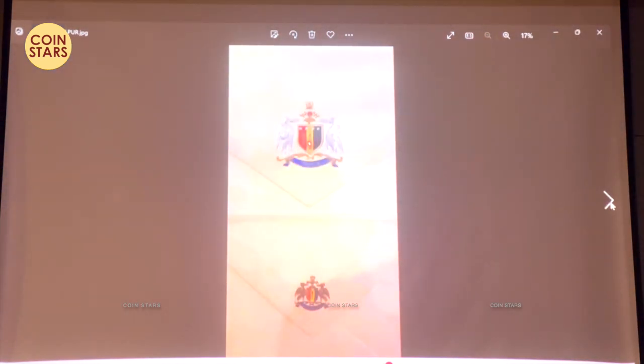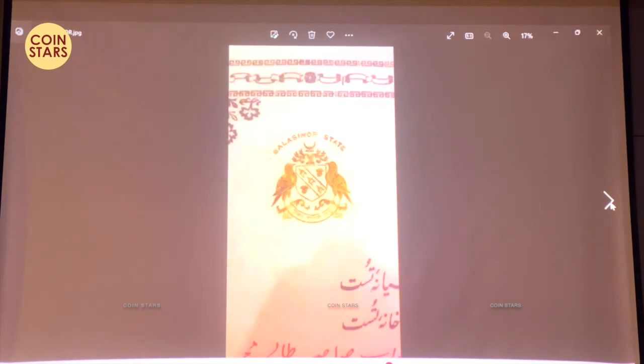This is Bahawalpur, now in Pakistan. Two water birds holding the shield, Chantara on the top. Next is Balasinore state in Gujarat. Two birds holding the shield with a dagger inside, and again Chantara. He was a Nawab there in Balasinore.